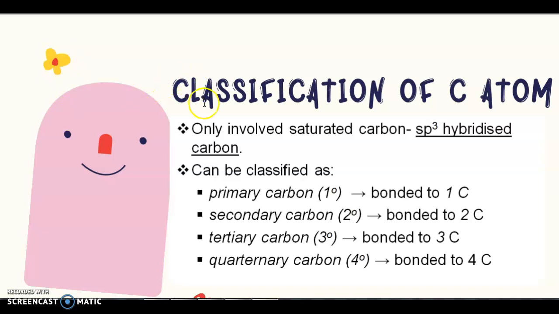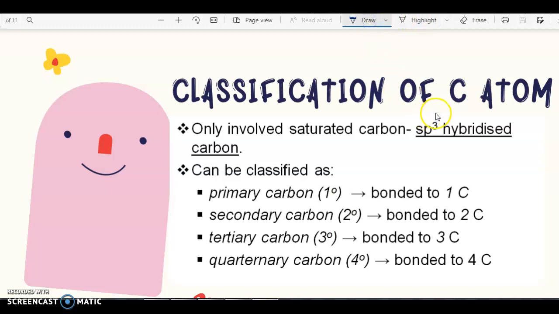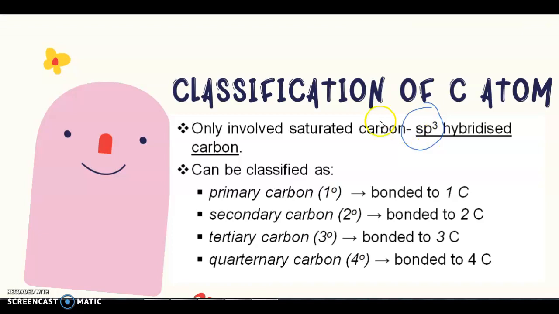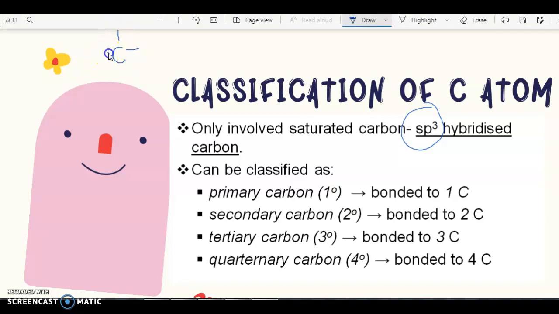First thing first that you need to know is only sp3 hybridized carbon can be classified. Okay, apa maksudnya? Alright, so means only sp3 hybridized carbon yang boleh diklasifikasikan as primary, secondary, tertiary or quaternary carbon. So macam mana kita nak tahu carbon tu sp3 hybridized? So ini kita dah pernah belajar, sp3 ni bila an atom, contohnya carbon ni, dia ada 4 single bond.